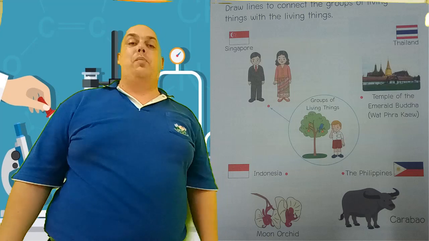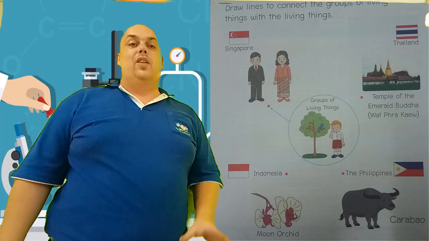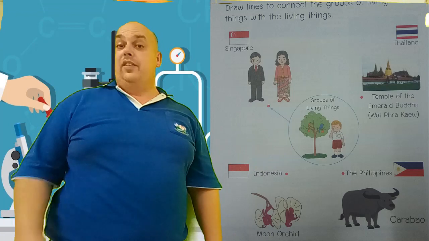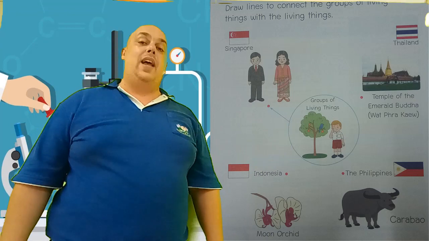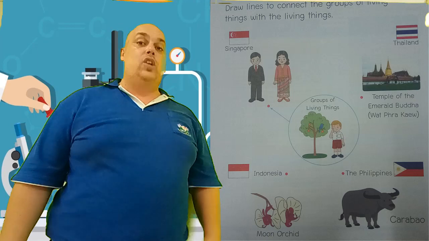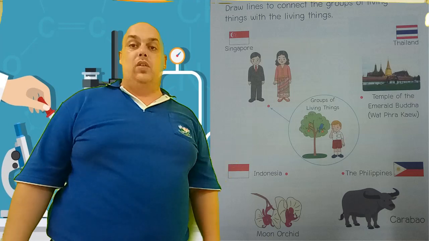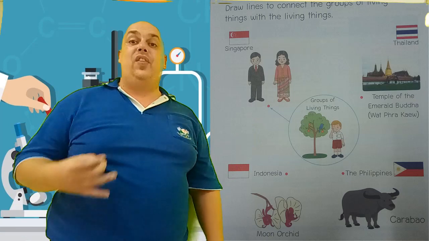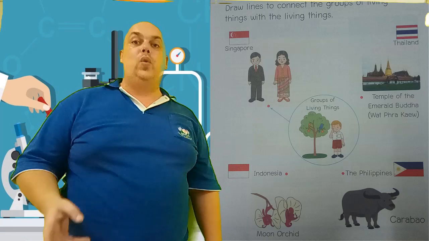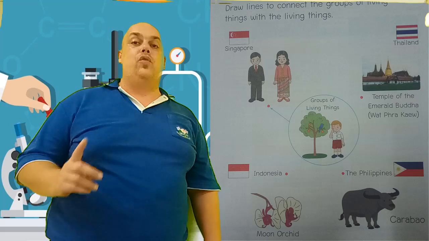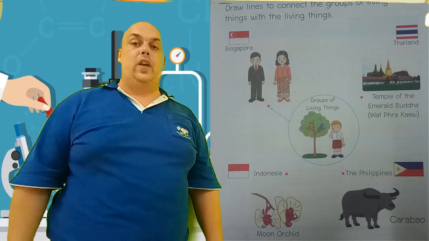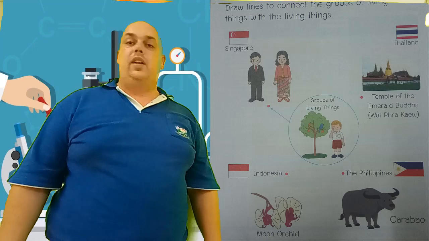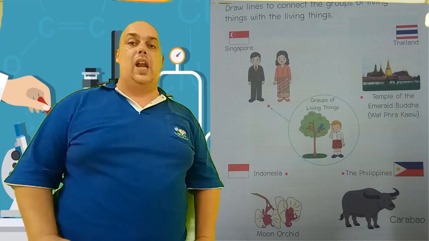So the last page of your book, you need to draw lines from the big circle in the middle that says groups of living things. And you have to draw a line from the living thing to that big circle in the middle. Yes? So only the living things. Only the living things you draw a line to the circle in the middle, not the non-living things. The non-living things we don't draw a line.